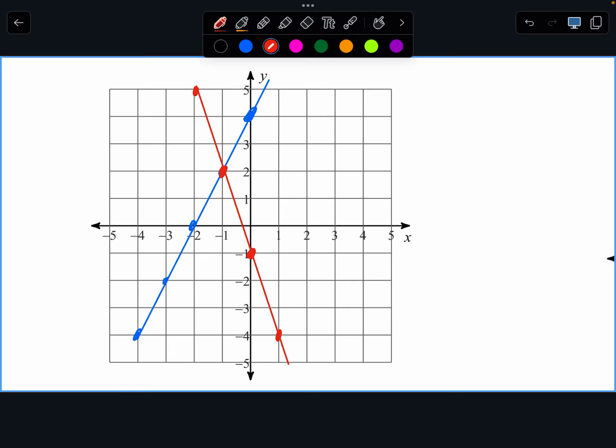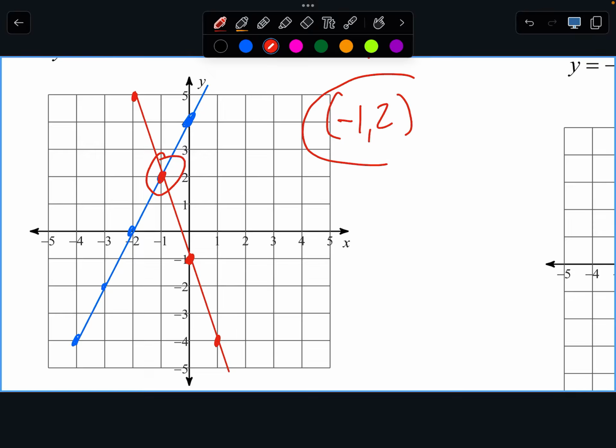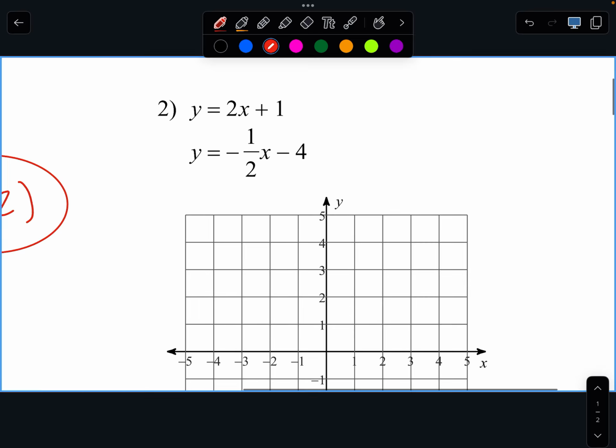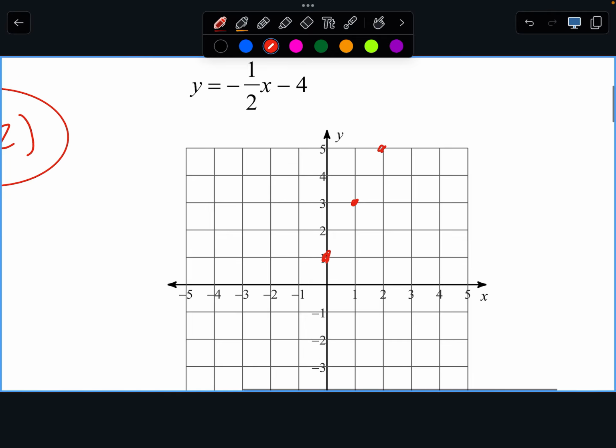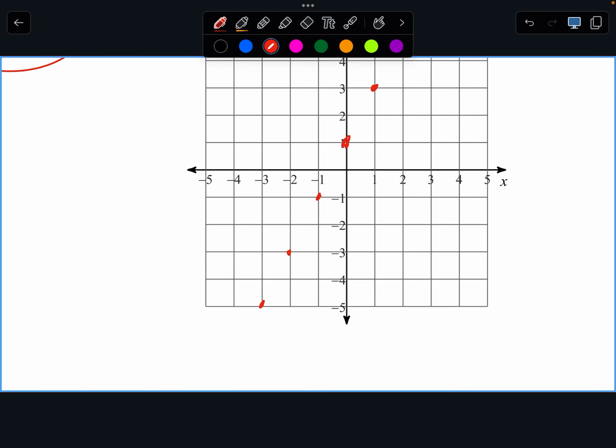All right. So what is our solution here? Negative 1, 2. There we go. Okay. Let's take a look at our second equation. y equals 2x plus 1. M equals 2. B equals 1. We're starting at 1, going up 2, right 1, up 2, right 1. It's pretty familiar. Or down 2, left 1, down 2, left 1. Great.